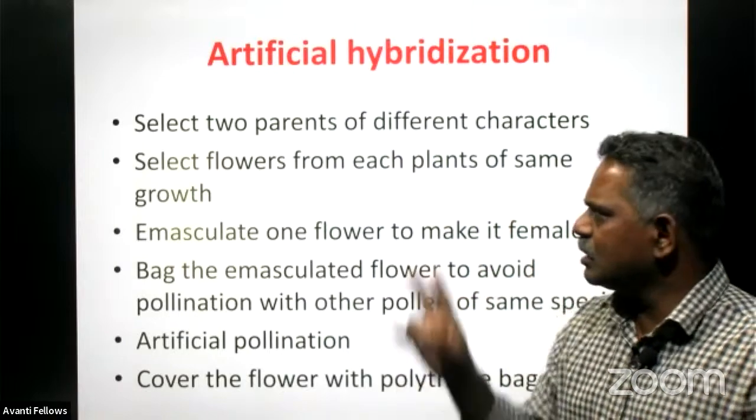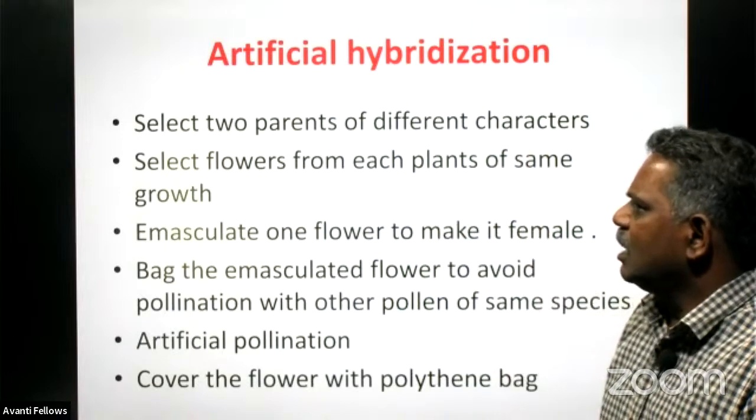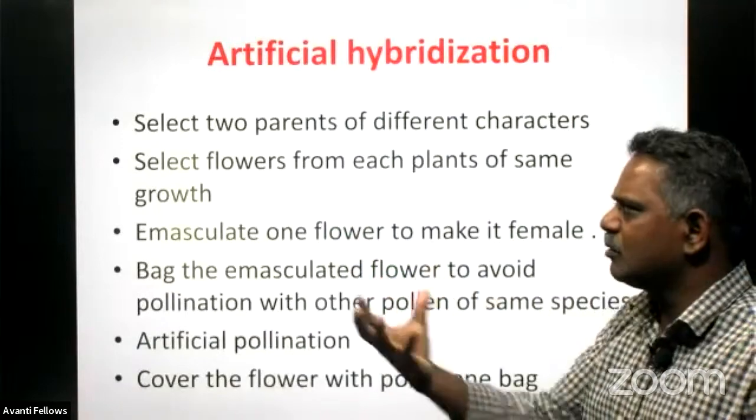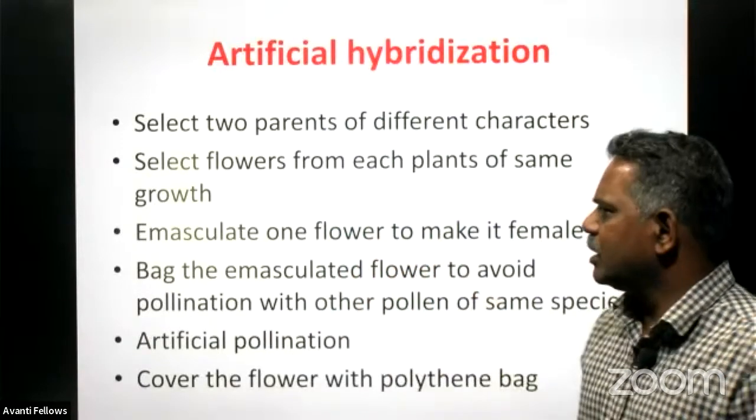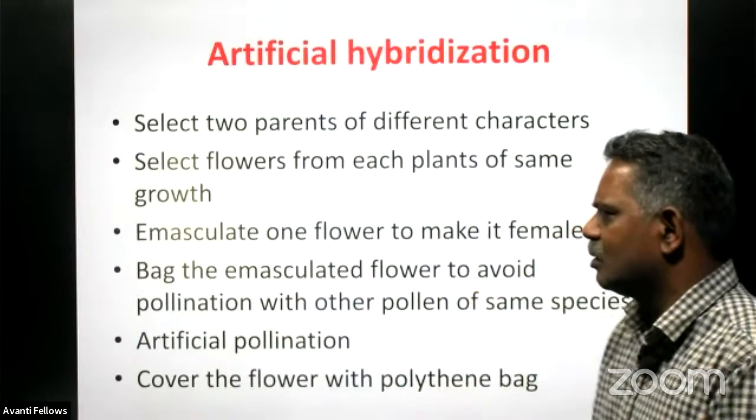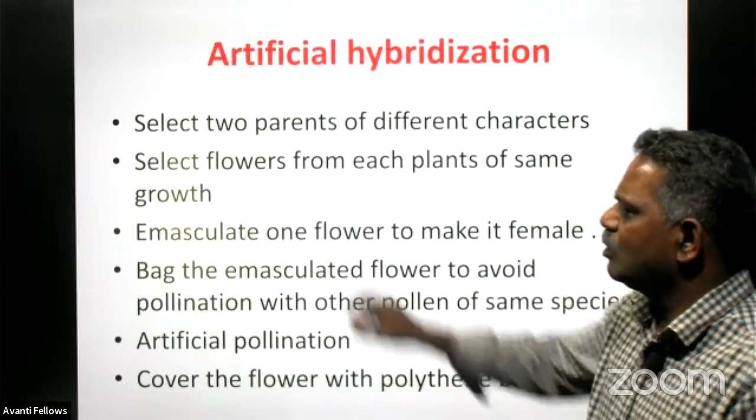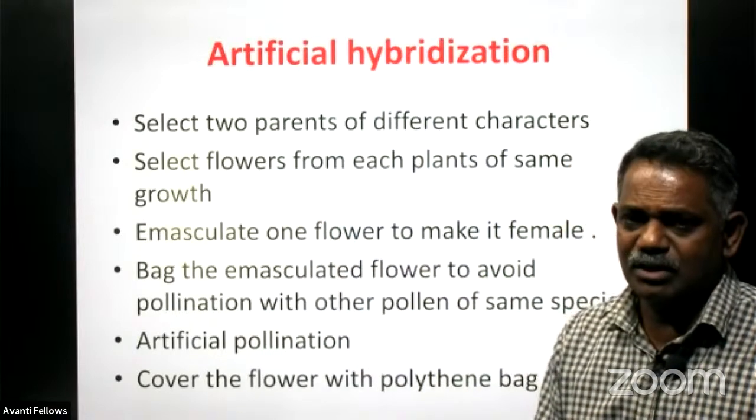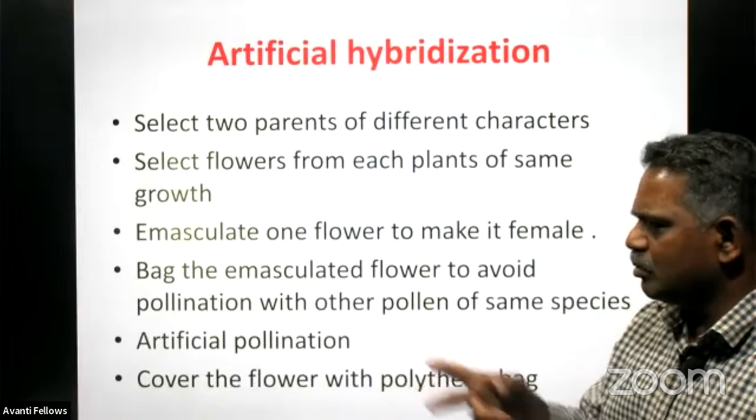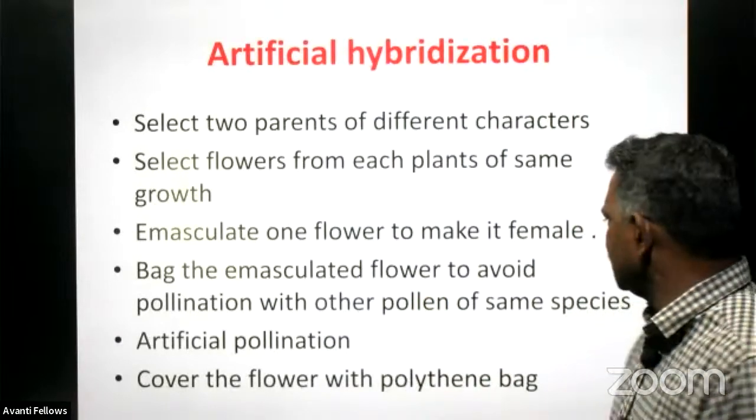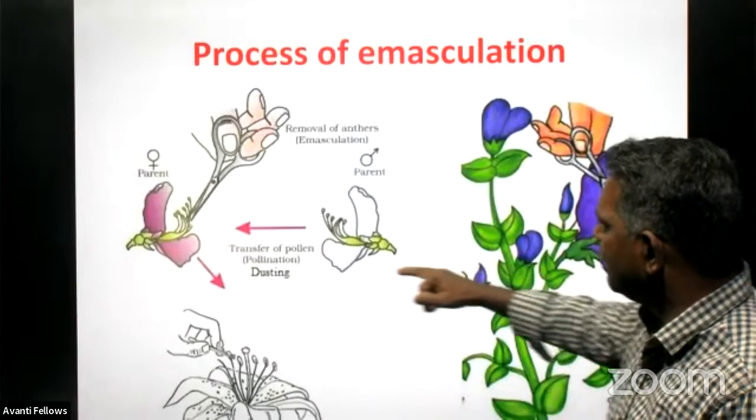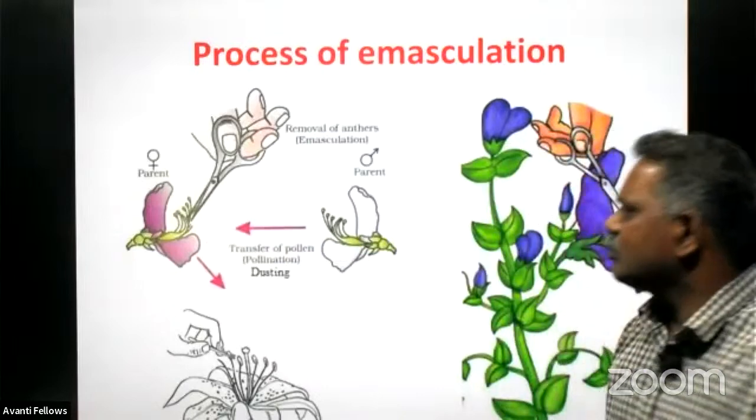For that, we have to select two parents of different characters, and select a flower from each plant of the same growth, right? The same kind of flower we have to select from both parents, and one we select as the male parent, and the other is the female parent only. And for this female flower, we have to go for emasculation. Emasculation means what? Removal of all the male reproductive parts. All the male reproductive parts can be removed by using a scissor even before maturity. And this process is called what?